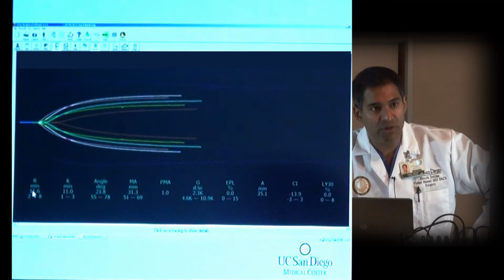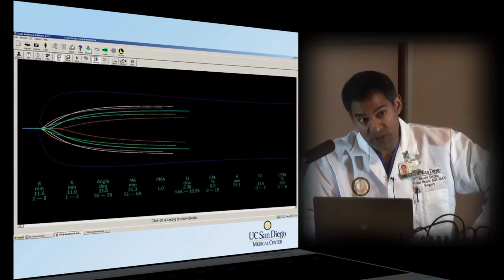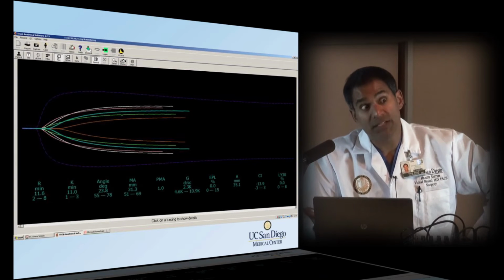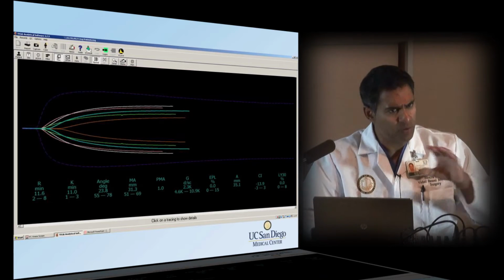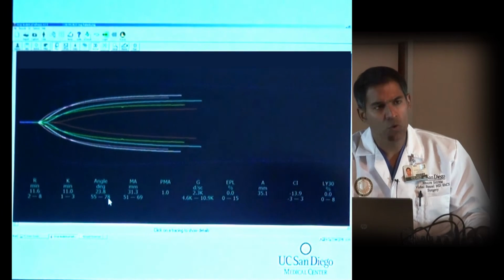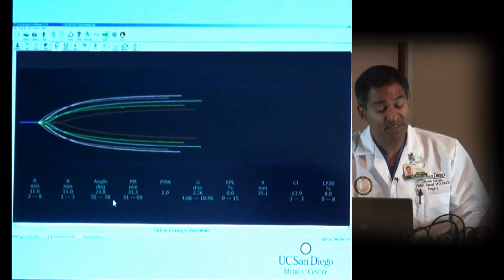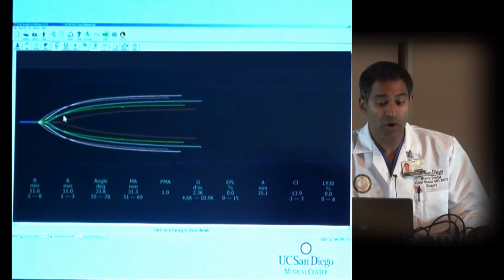So the R number is 11.6, and the normal range is between 2 and 8. What does that mean? It's a prolonged R time, right? Would this patient benefit from FFP? Probably, just given what we see here. Okay. Now let's look at the angle. A normal angle is between 55 and 78. This patient's angle is 23.8. You can actually see how it's all narrow.